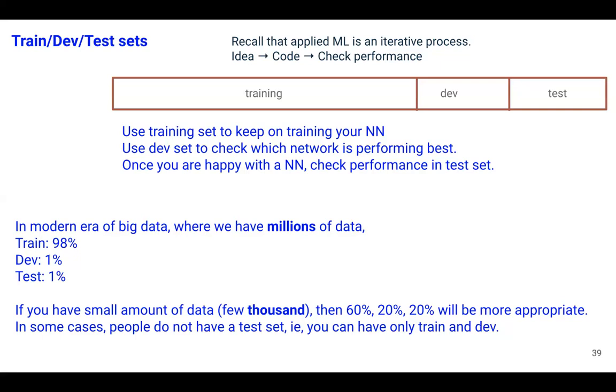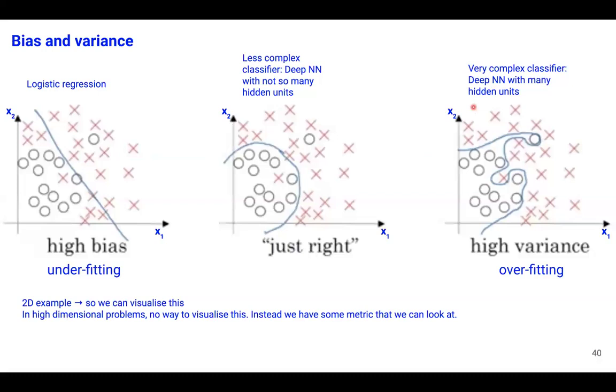In some cases, people do not have a test set. So they do not have three different sets, they only have two. One is training and another is dev, or you can also call it test. So if you have only two sets, then it can be, let's say, 70%, 30%: 70% for training and then test or develop using the rest, the 30%.